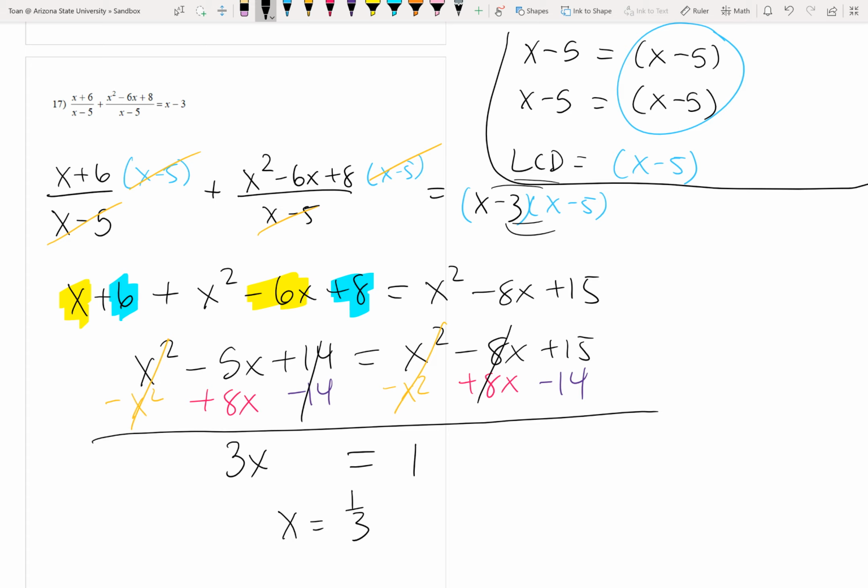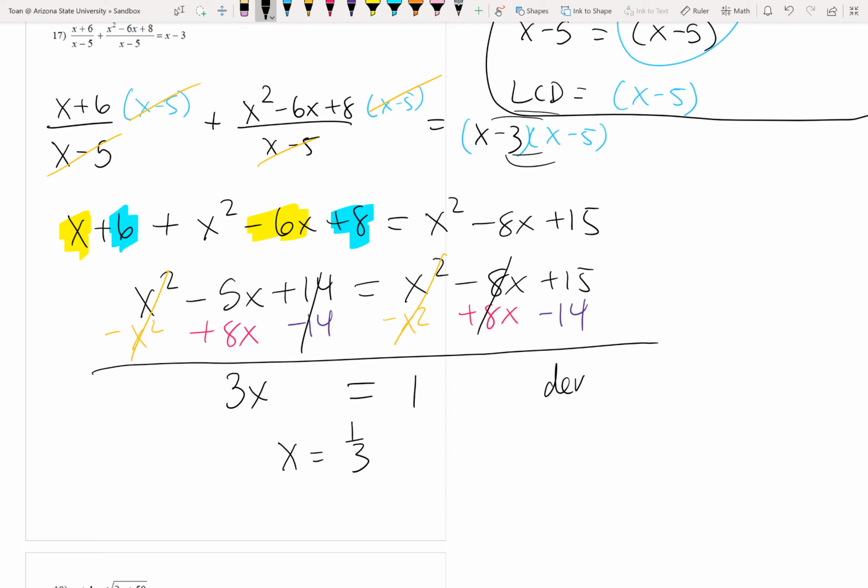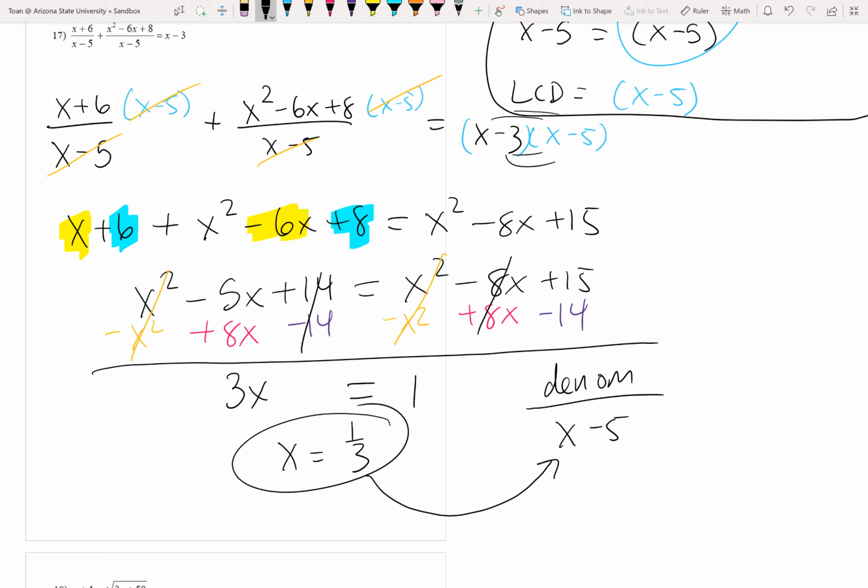When it comes to rational equations, checking is not an option. You must check your answers, but you only need to check your answers against the denominators. Now in this problem, we only had one unique denominator, x minus 5. What you want to do is prevent dividing by 0. So if I were to plug my possible answer into the denominator, the question I'm asking is, does it equal 0? If it does, I have to throw away my answer. In this case, 1/3 minus 5 is not 0, so that means this is a good answer to keep.